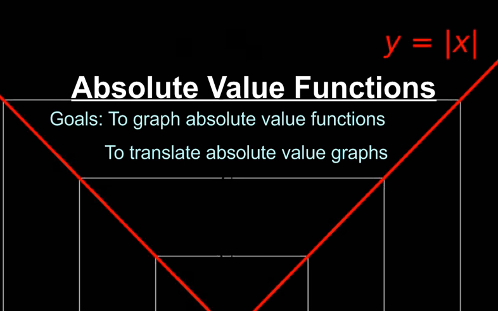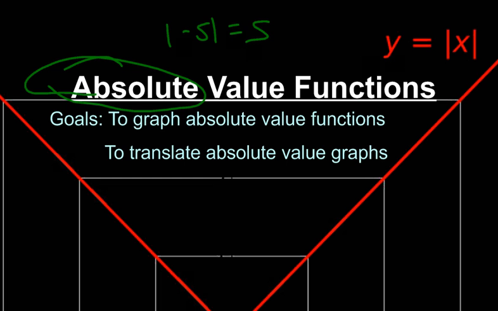We've been learning about functions all chapter, and we're going to specifically look at these things called absolute value functions. We know that when you take the absolute value of a number, it's always the positive value. It's how far it is from 0. So we're going to look at functions that have absolute values in them, like y equals the absolute value of x. We have two goals: one is to graph absolute value functions, and two is to translate absolute value graphs.